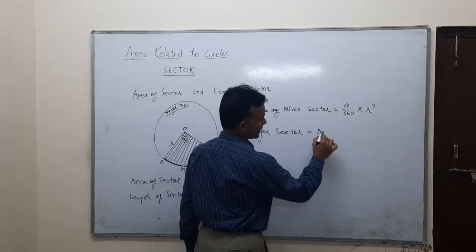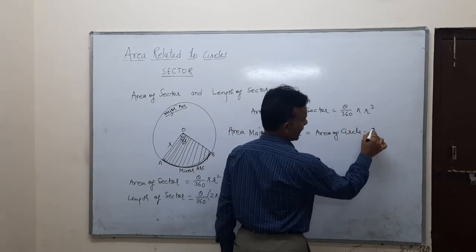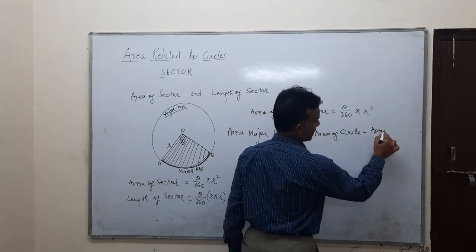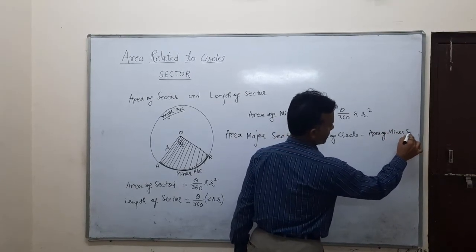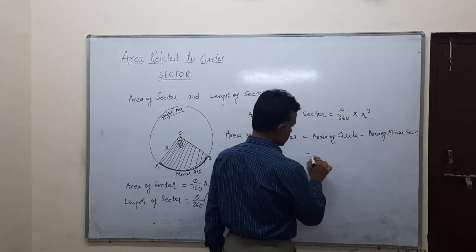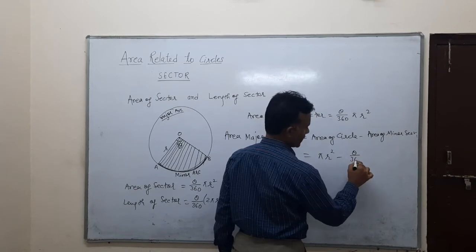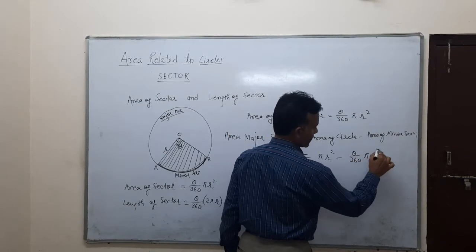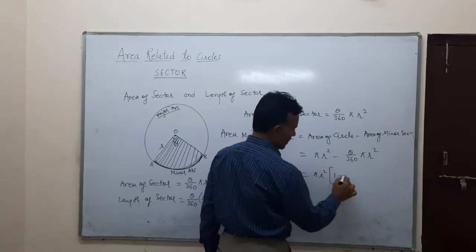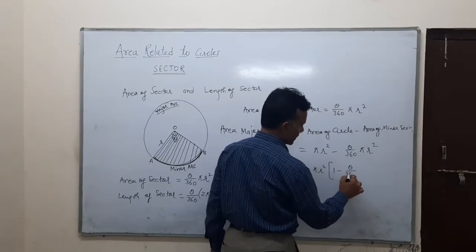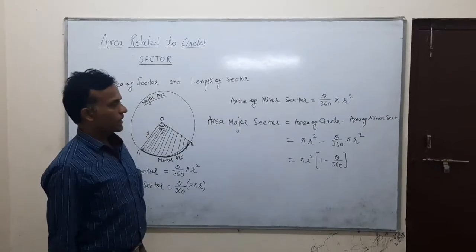But now if you want to find the major sector, the area of major sector is equal to the area of circle minus the area of minor sector. That is pi r square minus theta by 360 degree into pi r square. In the calculation, pi r square is common, so it becomes pi r square into 1 minus theta by 360 degree. That is the formula for the area of major sector.